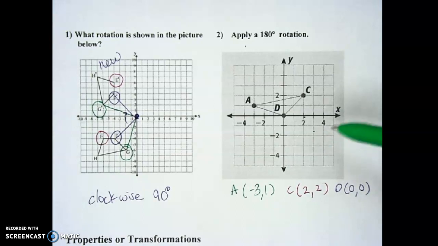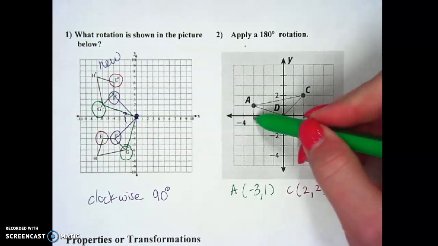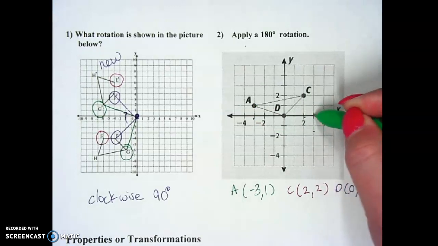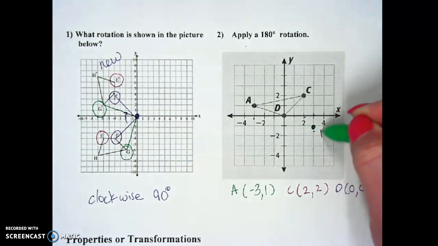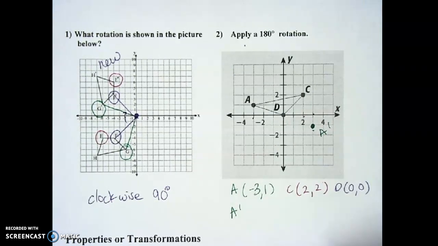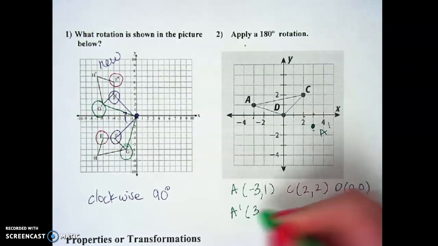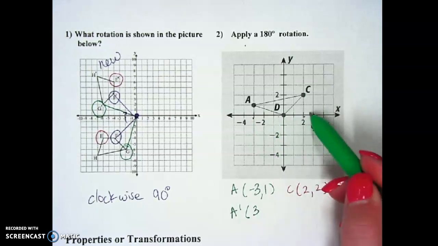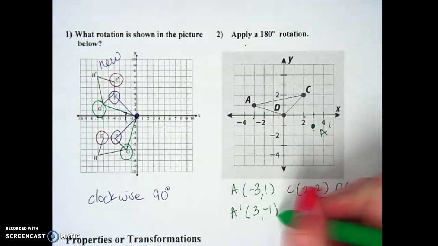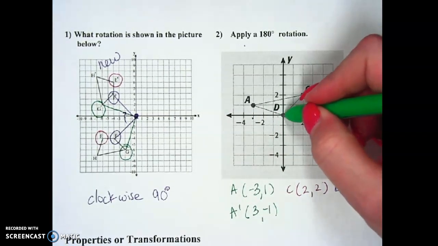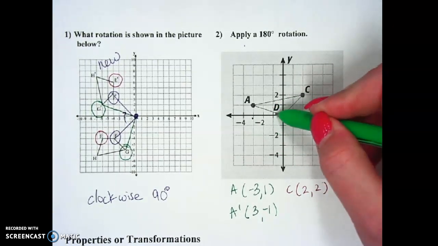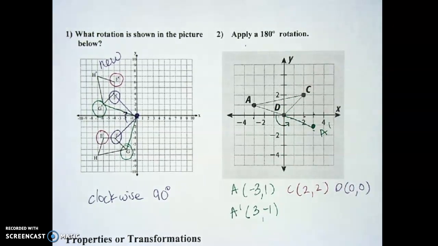So we're looking for a straight line. So instead of going to the left 3 and then up 1, I'm going to go to the right 3 and then down 1. There's my new A. So that A with a little apostrophe. Instead of going to the left, we're going to go all the way to the right. And then instead of going up, we're going to go down. So it's going to spin him all the way around. Do you see how this is a straight line? And that's making 180 degrees.